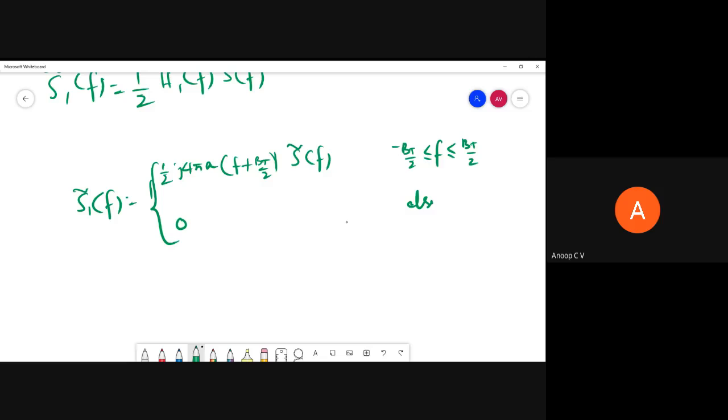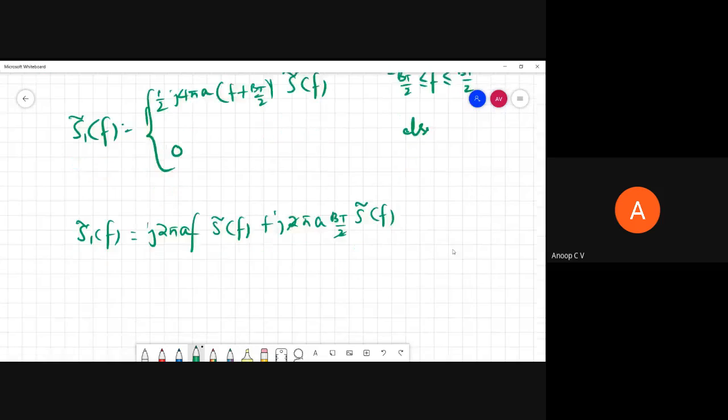So it's half and this 4, so maybe we can write s1 tilde of f equal to j 2 pi a. Maybe I'll expand it now. j 2 pi a f times s tilde of f plus j 2 pi a times bt by 2, and this 2 and 2 will get cancelled, times s tilde of f. So this is what we have, right?